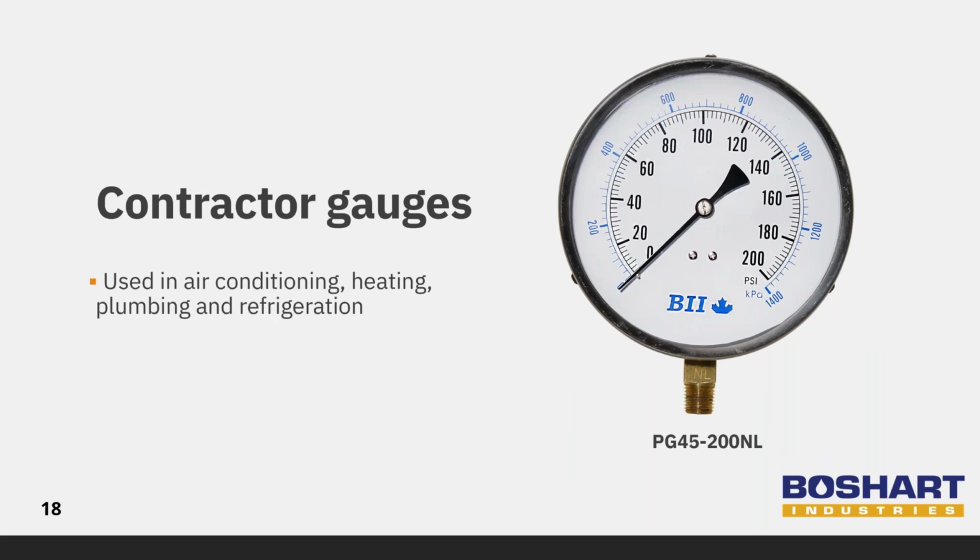Boshart's 4.5 dial gauges, also known as contractor gauges, are commonly used in air conditioning, heating, plumbing, and refrigeration. This rugged and reliable gauge is economically priced and offers many features normally found on more expensive gauges. Contractor gauges are the most accurate gauge that we carry, with an accuracy rating of 1% full scale. The large dial face also offers easy readability.